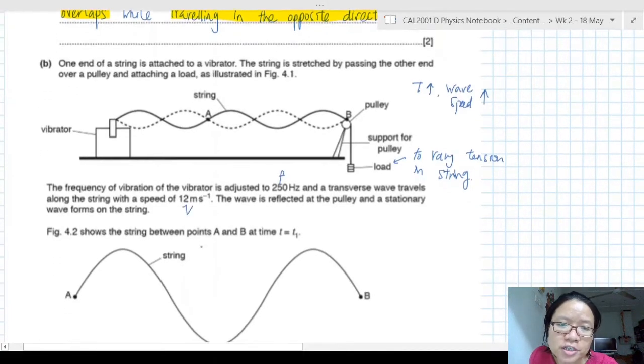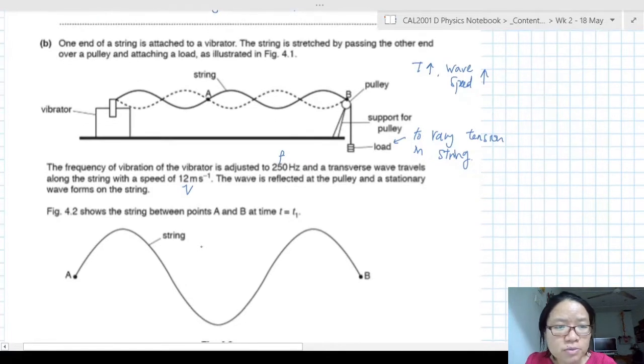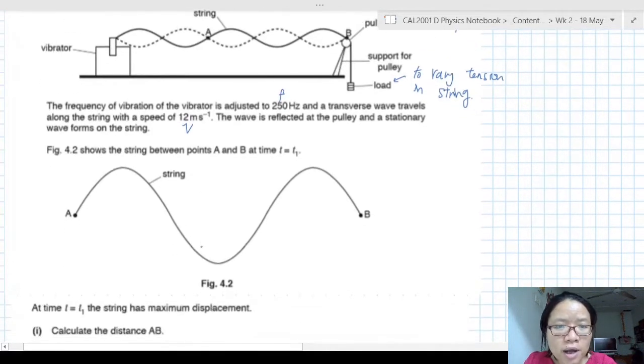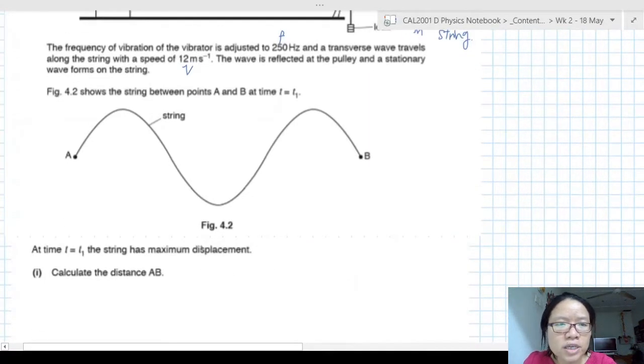Okay, so anyway, we're going to read the question. Frequency of vibration is 250. Transverse wave travel on the string with the speed 12. Wave is reflected at the pulley. You get a standard stationary wave between points A and B at t equal to t1. So, out of habit, just want to label the notes lah. Not necessary, didn't ask for it in this question. Just want to do it.